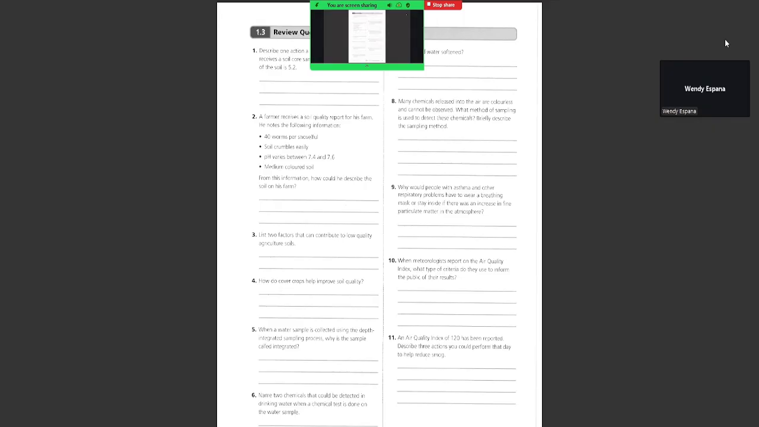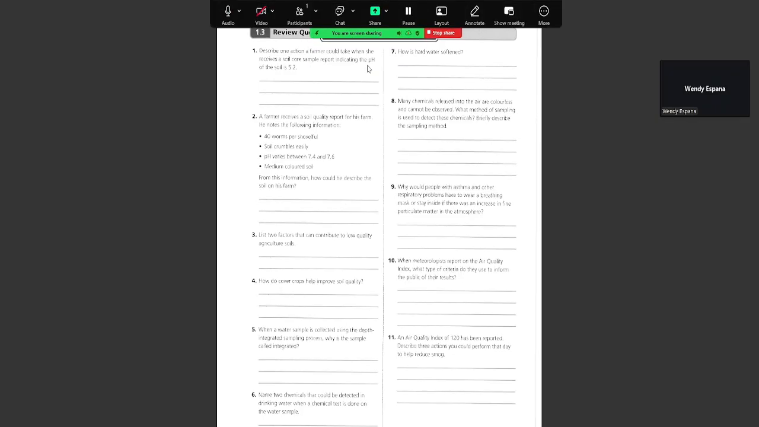The first question goes back to our farmer, and he's gotten his core sample report back, and the pH of the soil is 5.2. So the first thing you have to ask yourself is, is that high or is that low? What does it mean? What would a pH of 5.2 mean? That's your first thing you're going to talk about. And then what do you do if it is a problem? If it's not a problem, then that's okay.